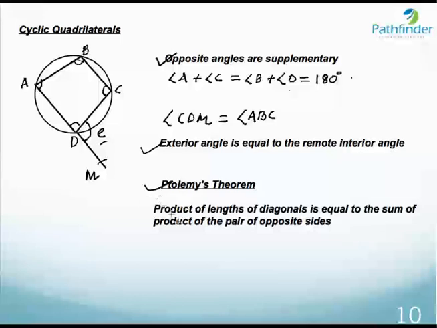So then we have Ptolemy's theorem, which states that the product of the lengths of diagonals is equal to the sum of the products of pairs of opposite sides. For example, if we have the two diagonals AC and BD, then to write that down mathematically, we have AC into BD, which is the product of diagonals, is equal to AB into CD, which is the product of one pair of opposite sides, plus the product of the other pair of opposite sides, that is BC into AD.